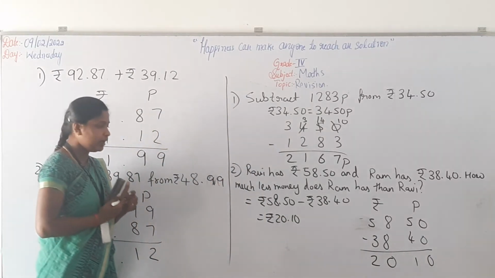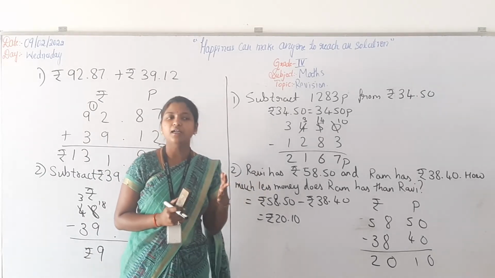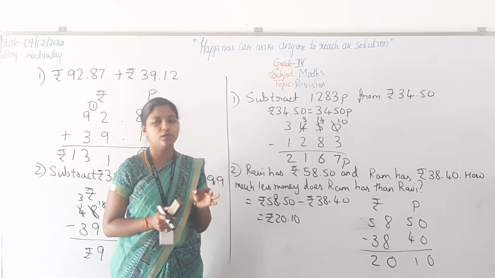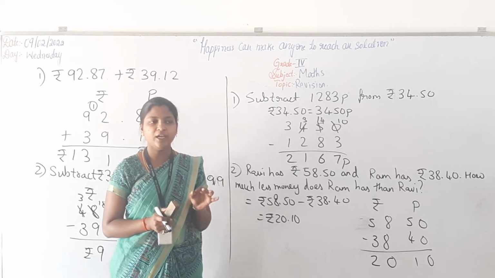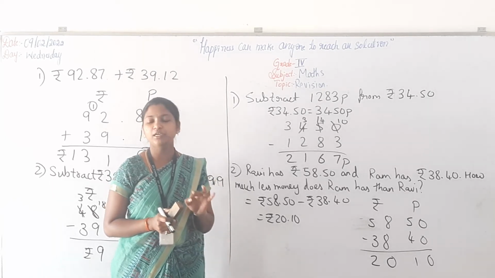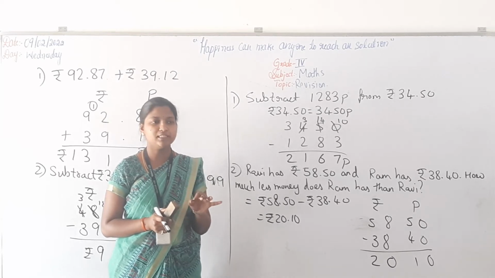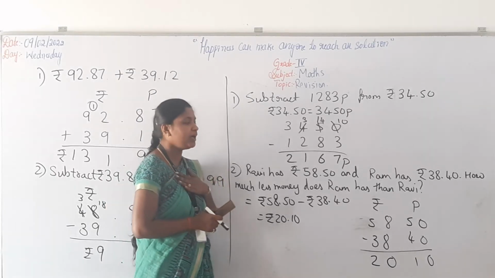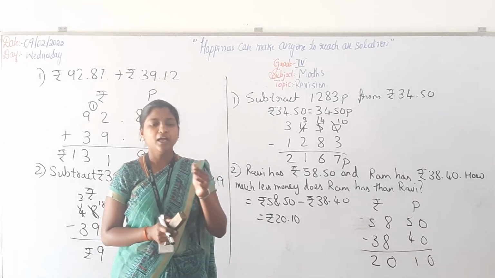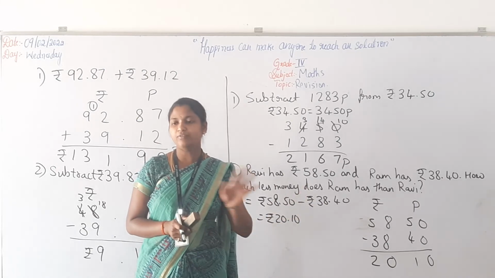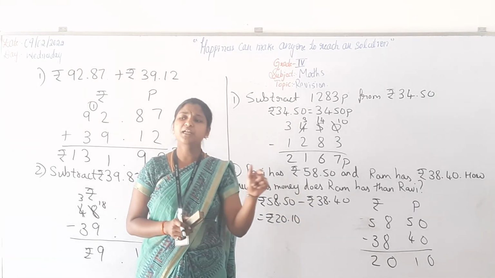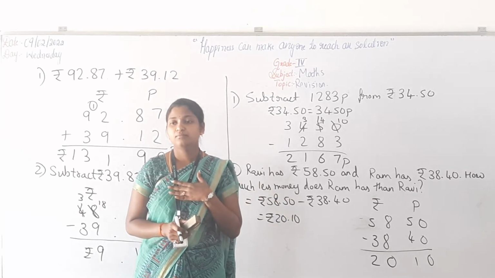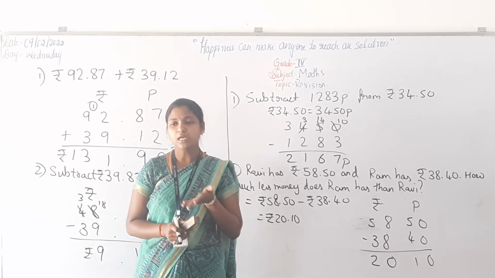See, in the word problems, you have to analyze what we have to do here. Addition or subtraction or multiplication or division, anything. So when the question comes directly, you have to imagine first. As I gave an example right now, like that you have to imagine yourself. For example, if I have 58.50, and my friend has rupees 38.50, how much less money does she have than my money? What do you do? Subtraction.